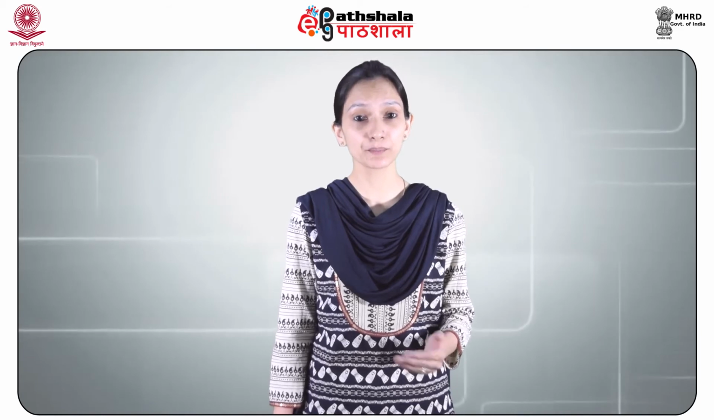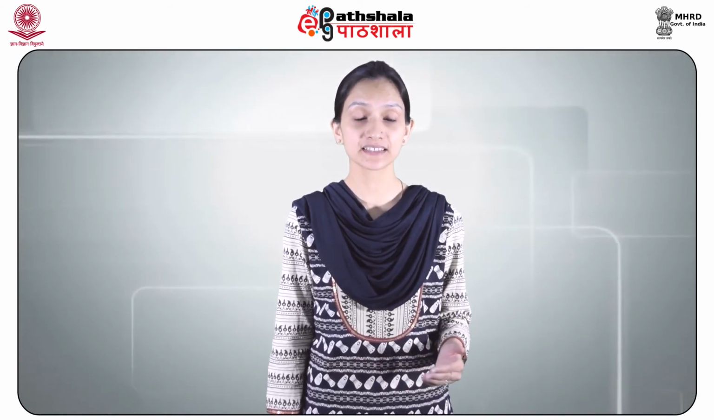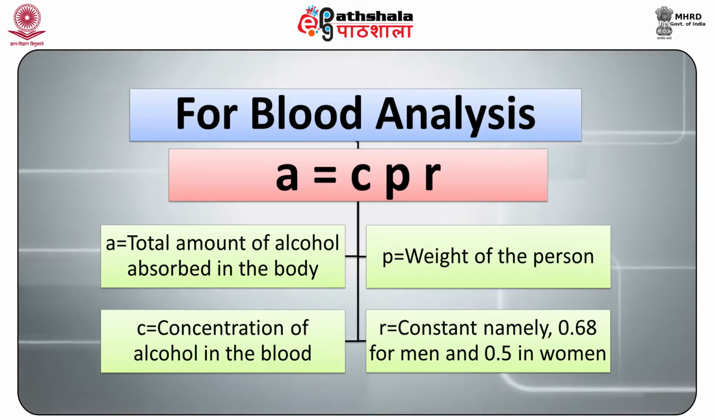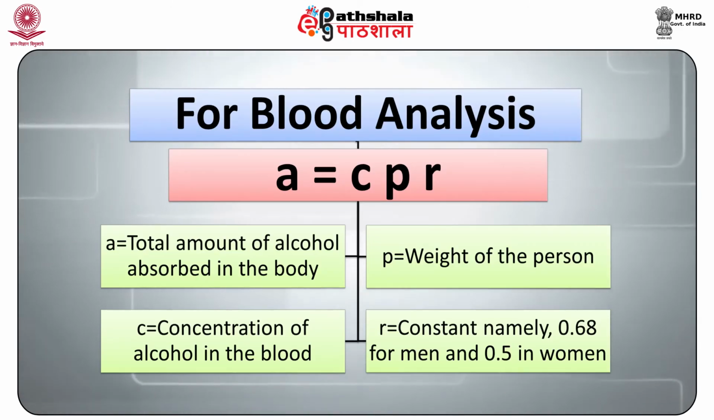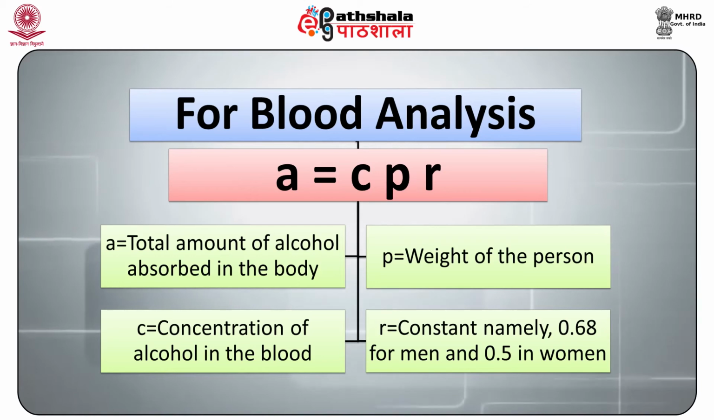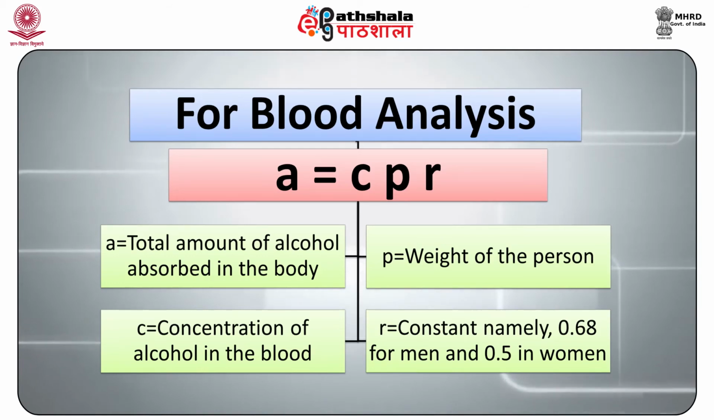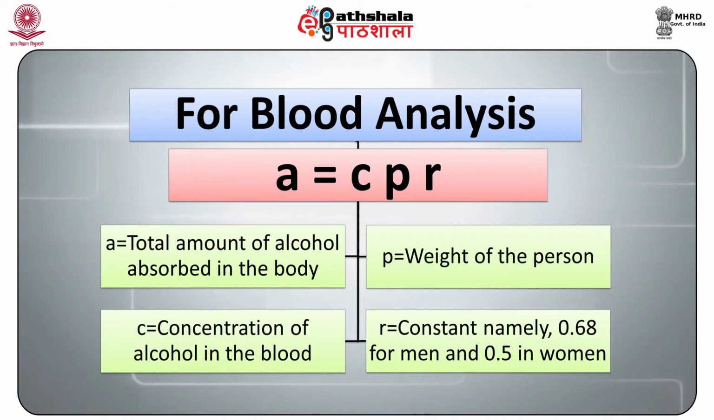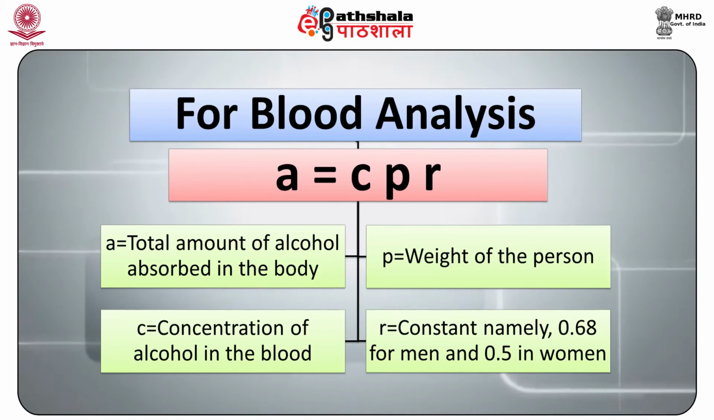Next is Widmark's formula. Widmark has given simple formulas to estimate the amount of alcohol present in body. First is for blood analysis. A is equal to CPR, where A is total amount of alcohol absorbed in the body, P is weight of the person, C is concentration of alcohol in the blood, and R is the constant, namely 0.68 for men and 0.5 in case of women.